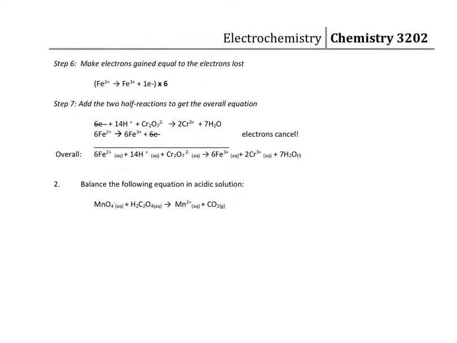As we can see, sure enough, we have to multiply by 6, but we need to multiply the entire thing by 6. So we get 6 Fe2+ plus 6 Fe3+ and 6 electrons. Now the number of electrons gained equals the number of electrons lost, and that can in fact be cancelled out. Is there anything else that we can cancel? No, there's not. So we can write the overall reaction.